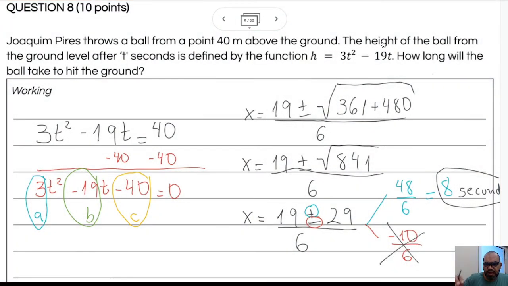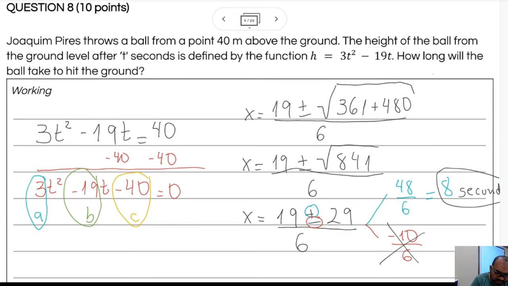Imagine Peter is here. He throws a ball. After Peter throws a ball here, it is 40 meters from the ground level. And we need to just plug in on the equation. How can we do it? Well, step number 1, just write the equation equals 40. Move by the opposite, negative 40. Who is A, who is B, who is C?